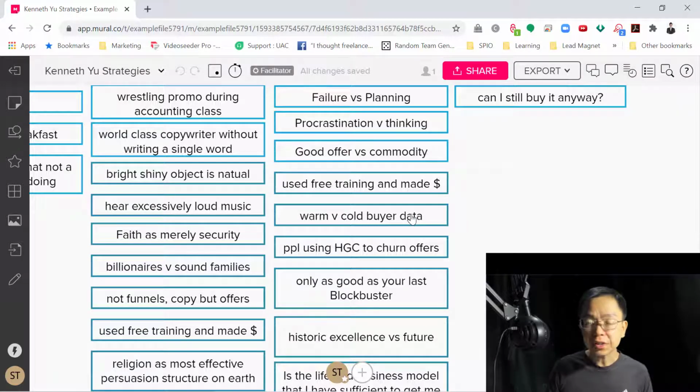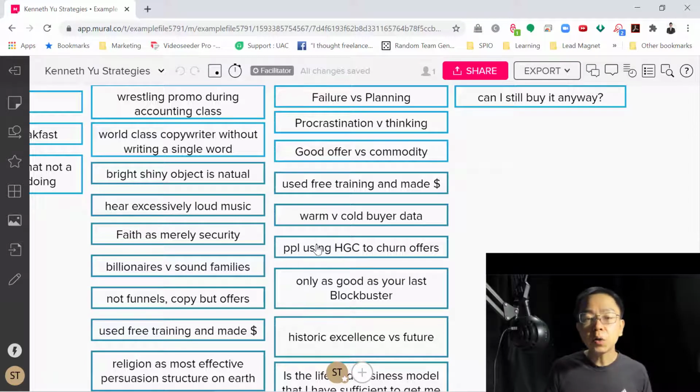Okay. Warm versus cold buyer data. This is very interesting because you're looking at an aspirational goal of, I want to get more buyers, but I've got warm and then I have cold buyers. And if I go for warm buyers, they're just going to give me platitudes, whereas cold buyers are going to give me the truth. And that, in my opinion, is quite a contrast. The way of thinking itself is a contrast.